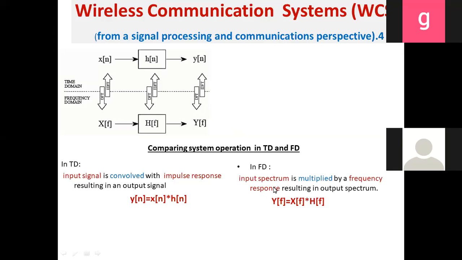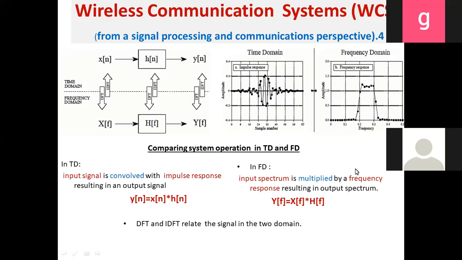So if you see in frequency domain, the same operation can be represented like this. Here the input is the spectrum. Input spectrum, when it is multiplied by the frequency response, results in the output spectrum. So usually we use DFT and IDFT to relate the signal in the two domains.